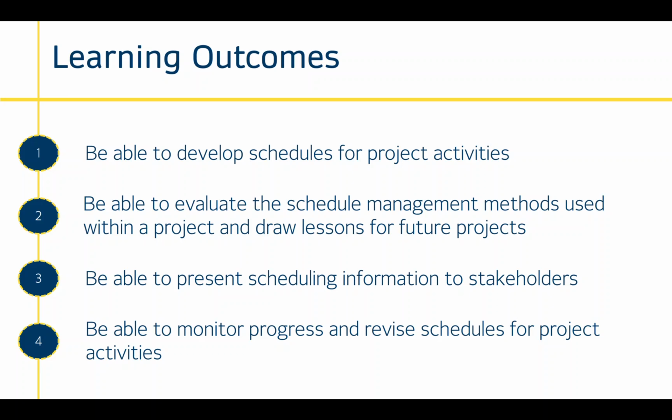Outcome 3 is being able to present scheduling information to stakeholders. So that is about communication in the delivery stage. The project is then ongoing and you've got to communicate and update that schedule information to stakeholders. And outcome 4 is being able to monitor progress and revise schedules for project activities. So that is specifically to do with monitoring progress and identifying any deviations from the plan and then putting in corrective measures using the correct change control procedure.